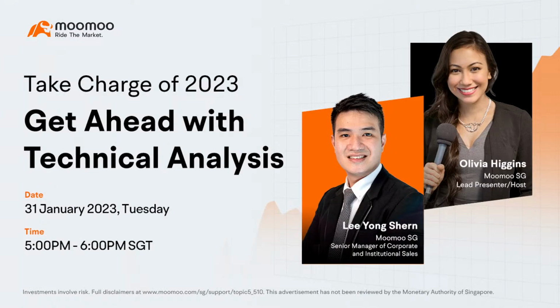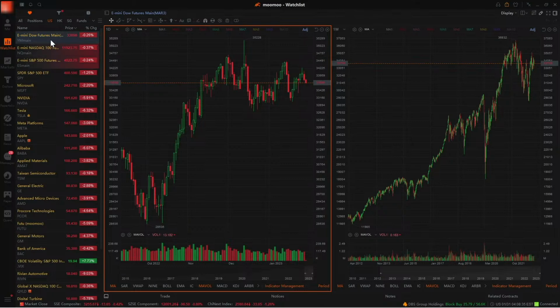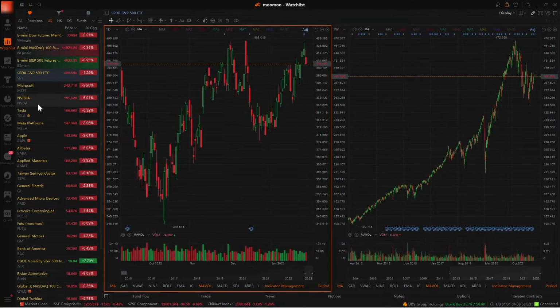Okay, so right now, without further ado, please allow me to share my screen. It's my Moomoo desktop app. I believe right now you are looking at my desktop app. This is the Windows version. Of course, if you are using Mac, you can also download one. However, the layout may be slightly different. In terms of functionality, it will be quite similar. So let's begin our trading in this technical analysis.